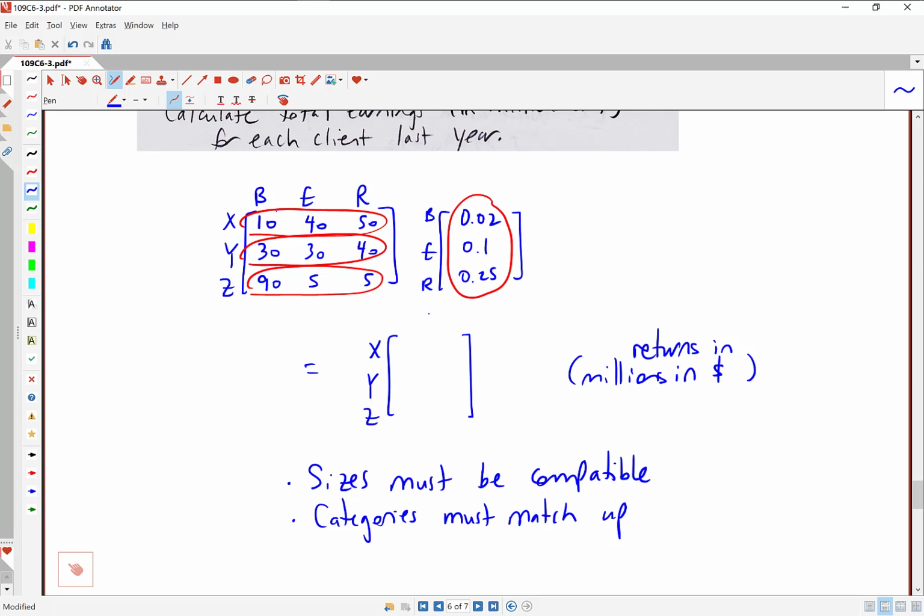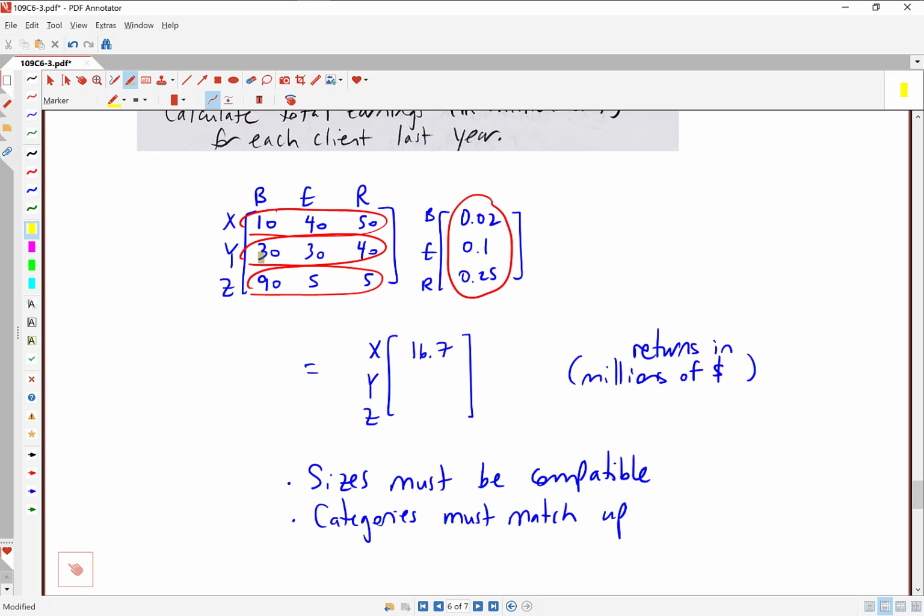Okay, so let's try our first dot product. First row, dotted with that column, we'd go 10 times 0.02 plus 40 times 0.1 plus 50 times 0.25. Feel free to grab the calculator for this. That comes out to 16.7. So client X earned a return of $16.7 million last year. This should say millions of dollars. Okay, so let's try the dot products and get our returns for clients Y and Z.